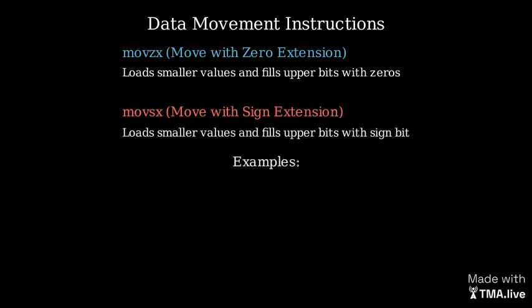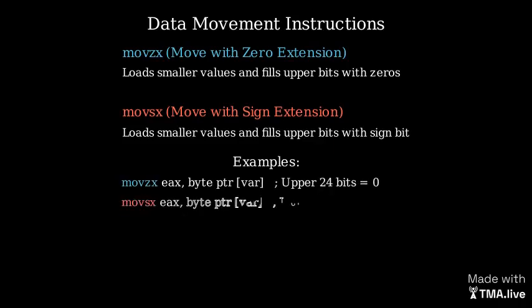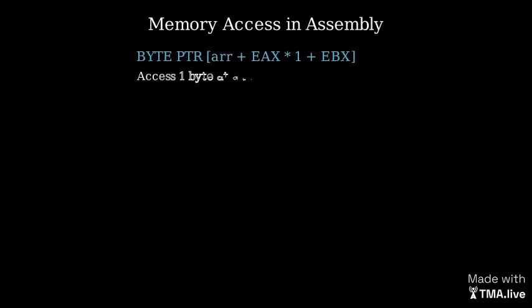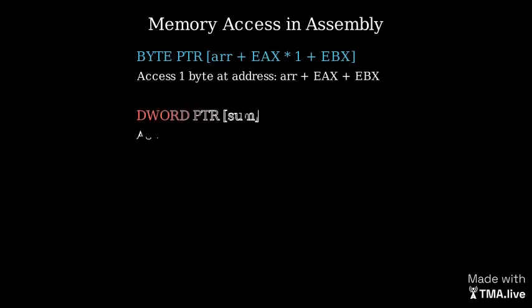movzx loads smaller values and fills the upper bits with zeros, making it ideal for unsigned values. movsx loads smaller values but fills the upper bits with the sign bit, preserving negative values. These are crucial when working with different data sizes.